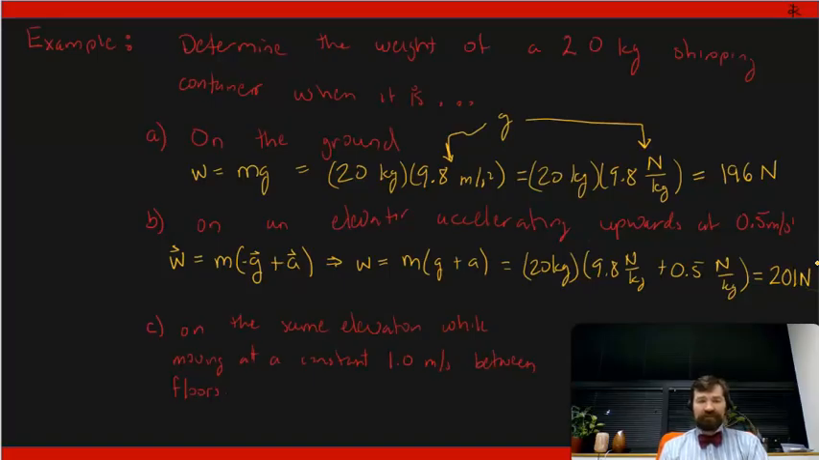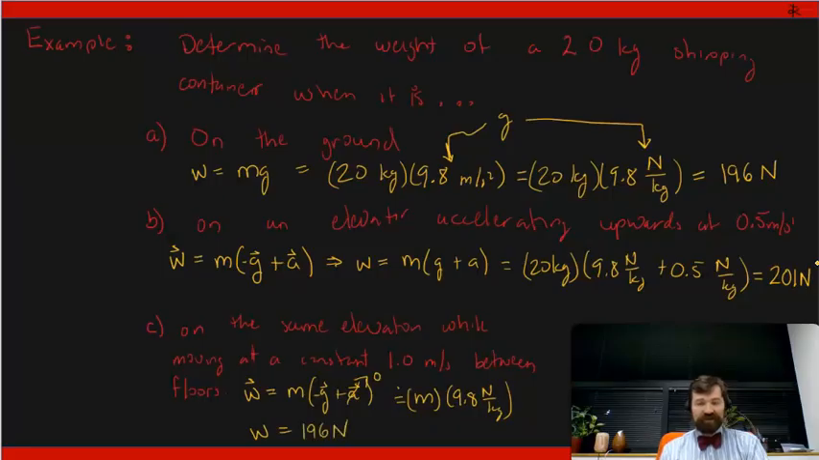Okay, in the third case, we're now moving at a constant 1 meter per second between floors. So we can again say W is m times g plus a, but a is now 0. And so this again looks like m times 9.8 newtons per kilogram. And so once again, our weight would be 196 newtons, same as if it was stationary on the ground.